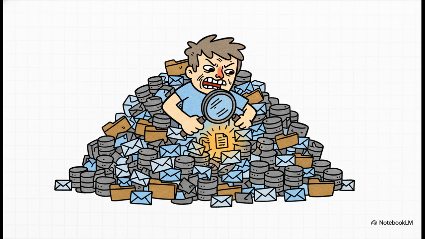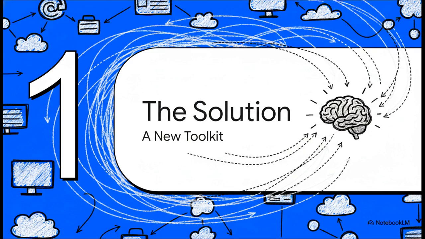You know the drill. You spend hours digging through shared drives, scrolling through endless email chains, just trying to find that one little piece of information you know is in there somewhere. It's just so inefficient. And that is the exact problem that Google's AI applications were built to solve. Think of it as a brand new toolkit designed to just slice through all that data chaos and put your organization's collective knowledge right at your fingertips.